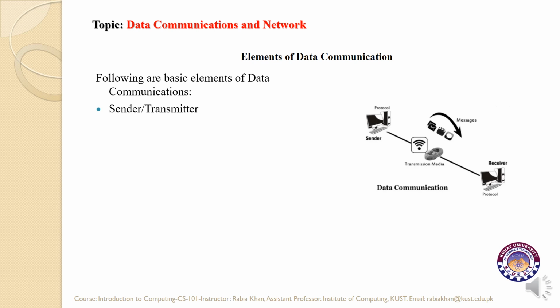The first one is the sender or the transmitter, which is normally a computer or any electronic device which can create or generate data or information and has the capability to transfer it. Such a device is known as the sender or transmitter. This is the first element. Without a sender, data is not communicated.